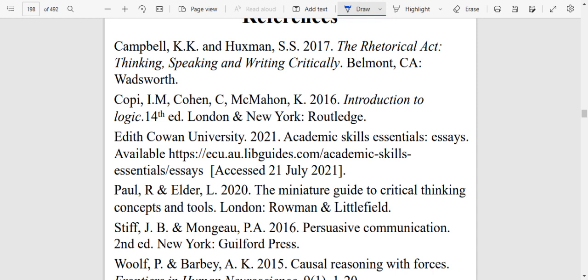All right. So these are some references when it comes to academic writing. When you want to read more, you are able to check out some of these books on academic writing.